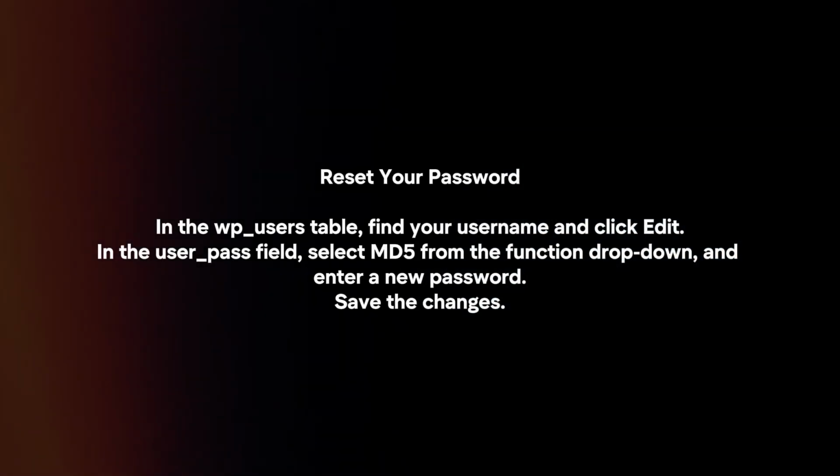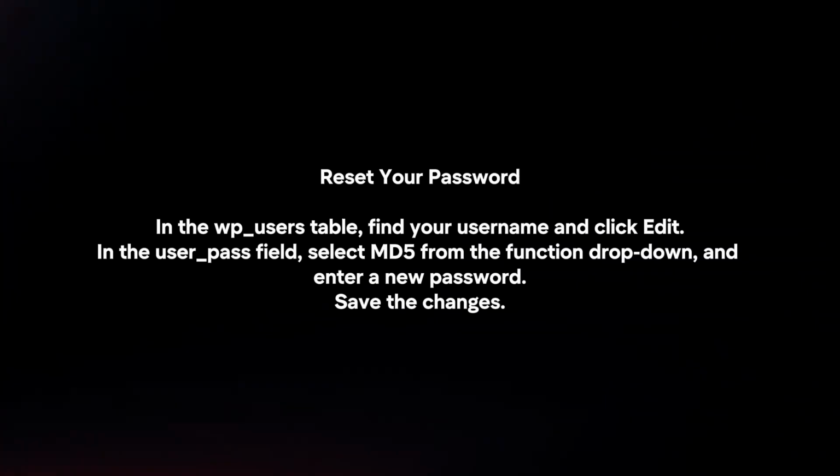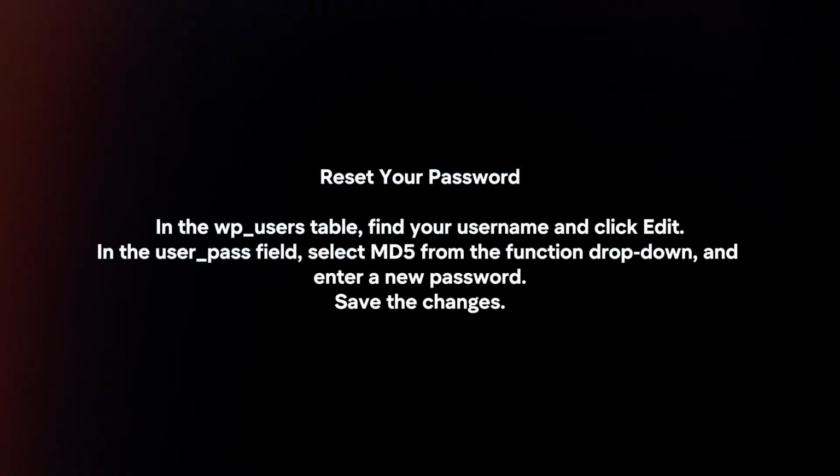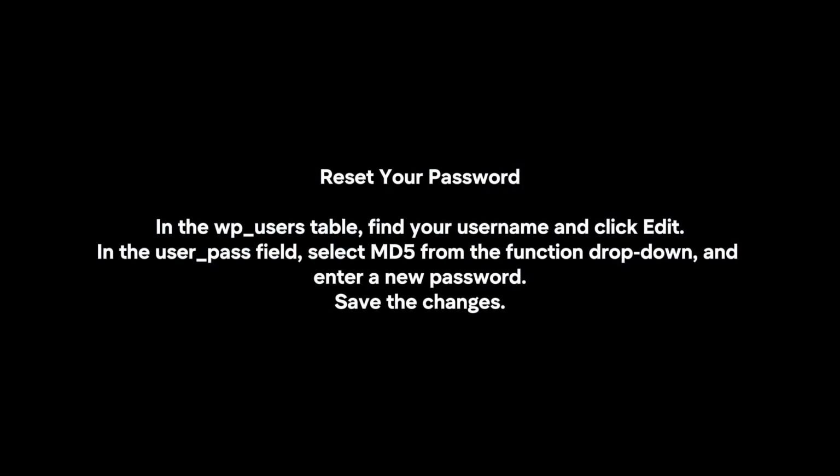Reset your password. In the WP Users table, find your username and click Edit. In the User Pass field, select MD5 from the function drop-down and enter a new password. Save the changes.